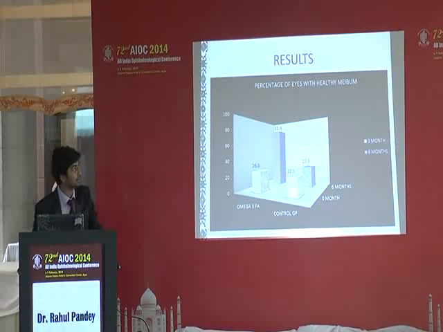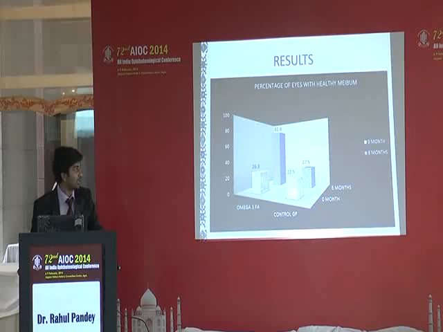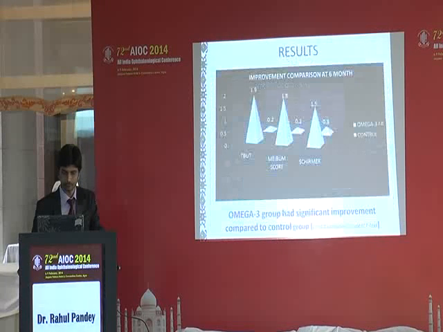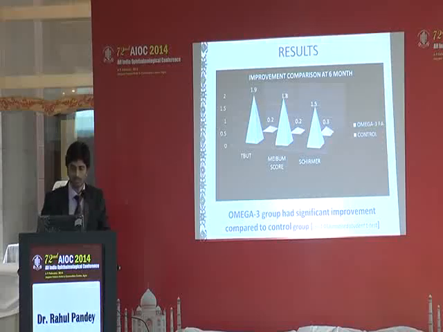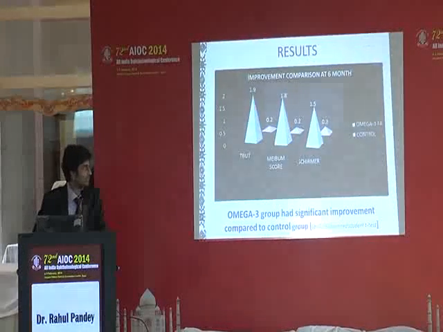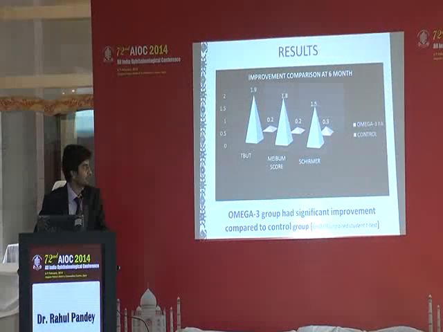This is the graph showing percentage of eyes with healthy meibum. At the start of the study, we have similar percentage of eyes with healthy meibum in both the groups, but at the end of the study, we found that there was significant increase in the eyes with healthy meibum, which was considered if meibum score was less than 1.5, in the test group, whereas in the control group there was not much improvement. Summarizing the results, we can see that omega-3 fatty acid has significant edge over control group in all of the objective measures at the end of the study.